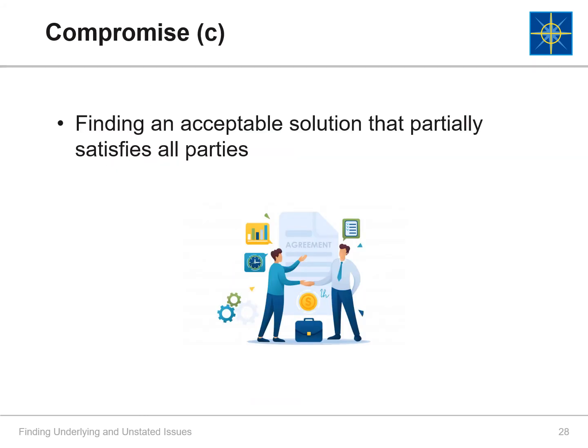The next style is compromise. If you checked mostly Cs, your preferred style is compromise. Compromise is finding an acceptable solution that partially satisfies all parties. Right away, you have a more positive reaction when I say that word, right? And compromise can be a great thing. Again, we're not judging here or discounting the other styles.